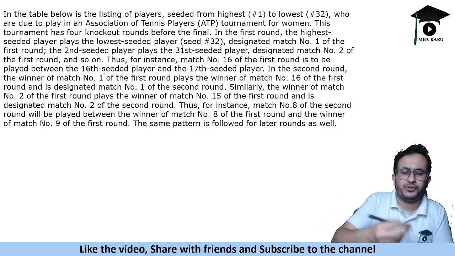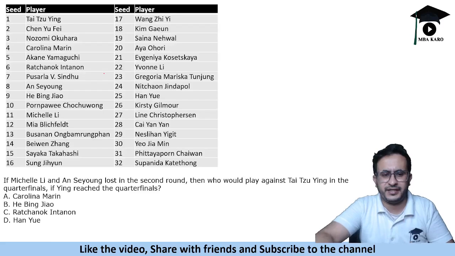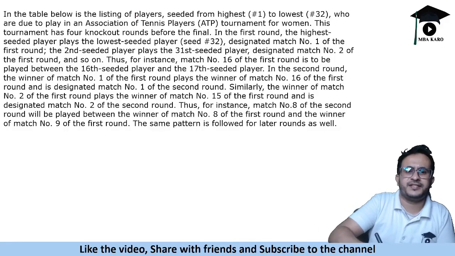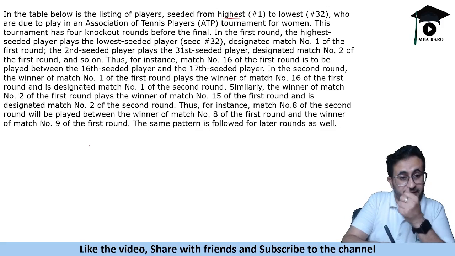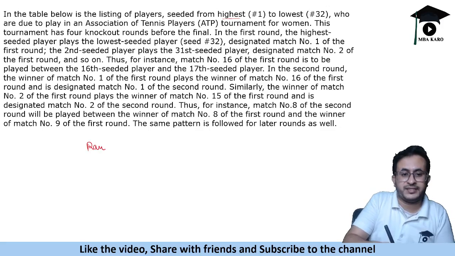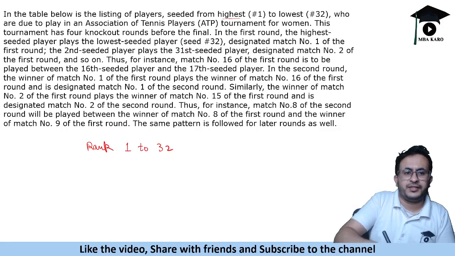So it says the table below. The table is in the next slide. This table gives the listing of players seeded from highest to lowest, 1 to 32, who are due to play in an Association of Tennis Players tournament for women. Highest to lowest means their rank. Seed means rank 1 to 32. This tournament has 4 knockout rounds before the final.